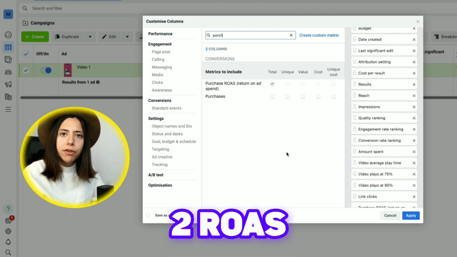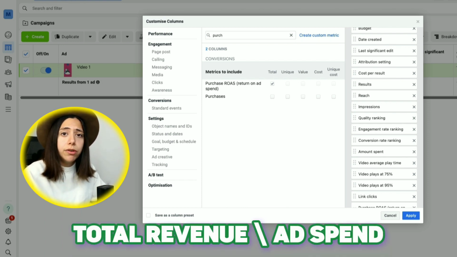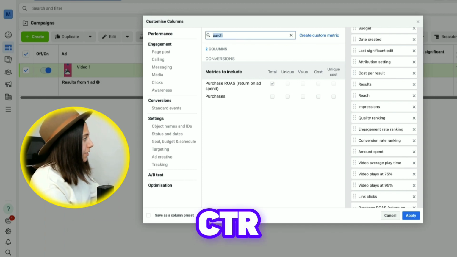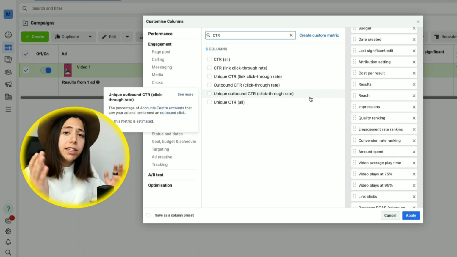and your break-even ROAS will depend on your product and how much you get this product for. We can cover all of this on another video. But basically, you can get this by manually calculating your total revenue by ad spend. Then I like to put my CTR. CTR stands for click-through rate, and that means the percentage of people that clicked on your ads.